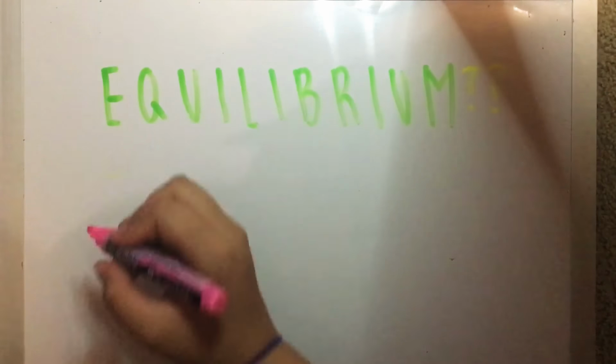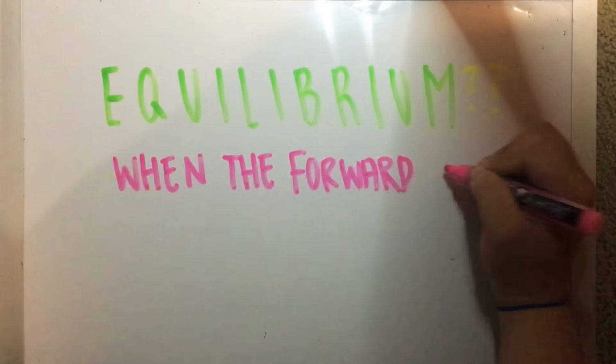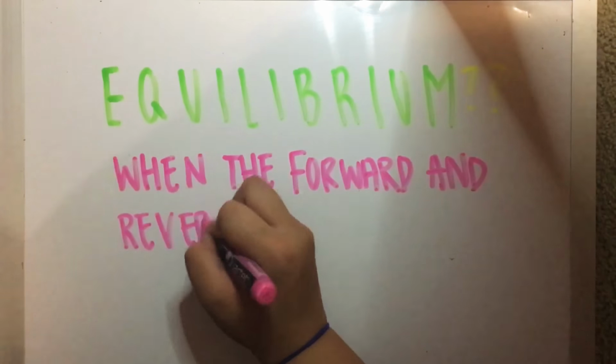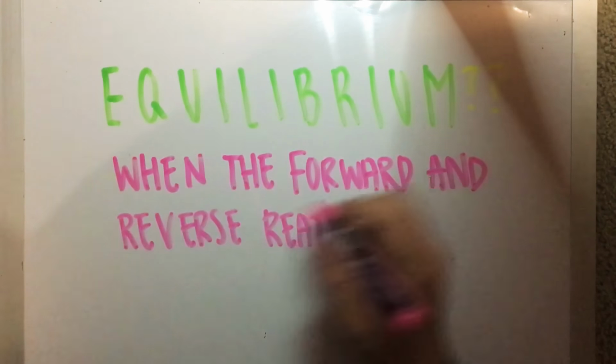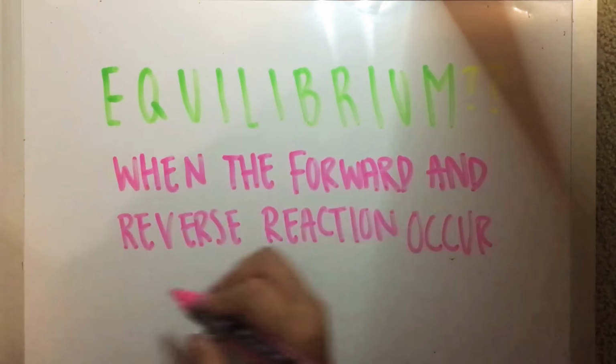So first off, we're going to start by defining equilibrium. What is equilibrium? Equilibrium is when the forward and reverse reactions occur at equal rate. When the concentrations of reactants and products are constant, that's when a chemical equation is in equilibrium.